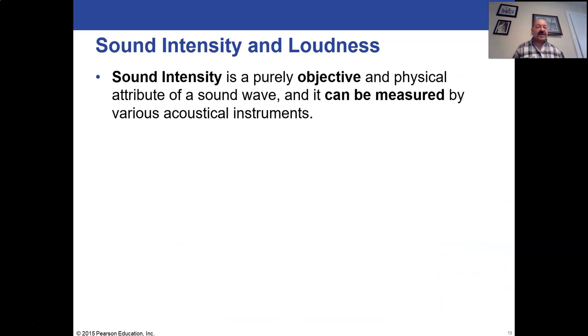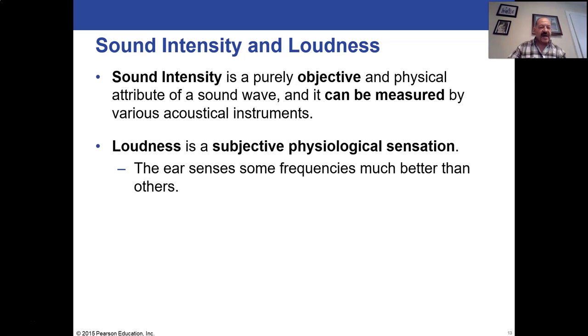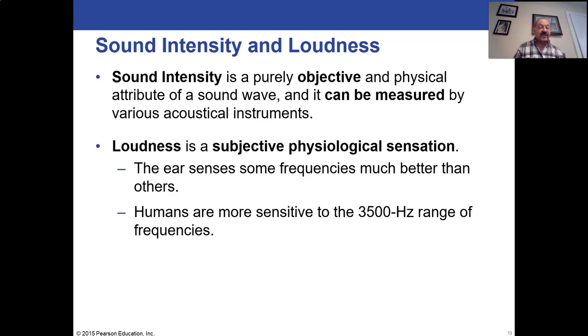All right, so sound intensity is purely objective. In other words, we can have an instrument that measures the amplitude and converts that to intensity and spits out a number of watts per meter squared. That we can absolutely measure. It's an objective measure. But loudness is what we feel it sounds like, how loud it feels to us. And some ears are better than others at hearing every sound, but most ears are better at hearing certain frequencies than others. And it turns out humans in general are really good at hearing the 3,500 hertz range. That's close to the top of a piano.